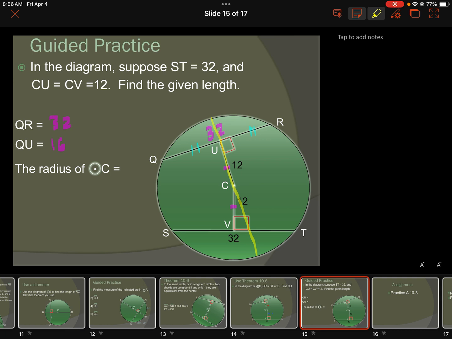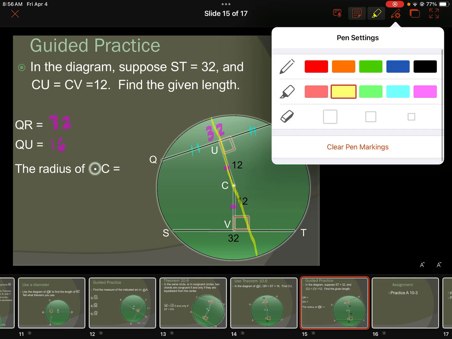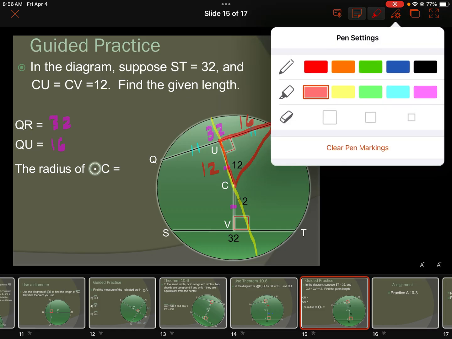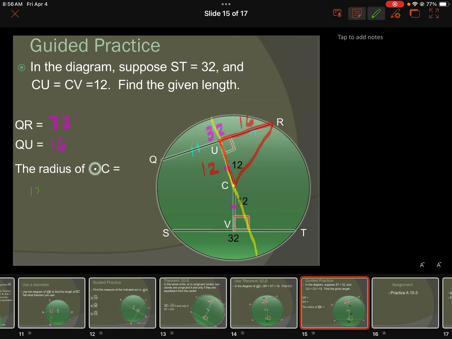What's the radius now? So let me use red here. Here's your right triangle. One side is 12, one side is 16. How long's the other side? So I got a 12, I got a 16, and I got something. This looks like a 3, 4, 5 to me. If I multiply 3, 4, 5 by 4, I get 12, 16, 20. So I'm going to say that radius is 20.